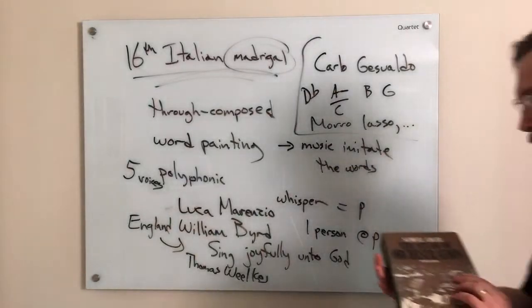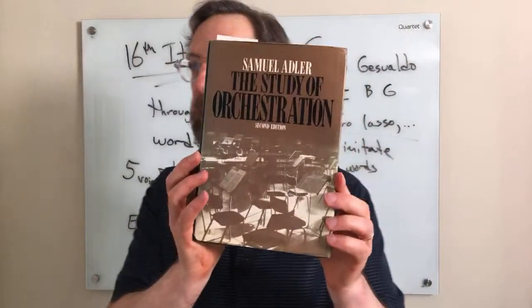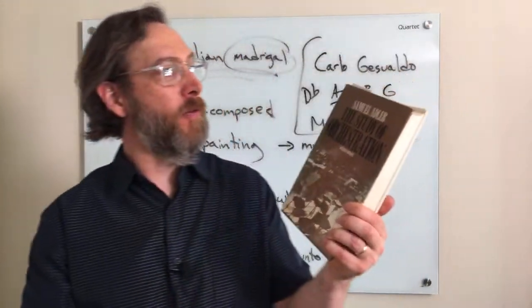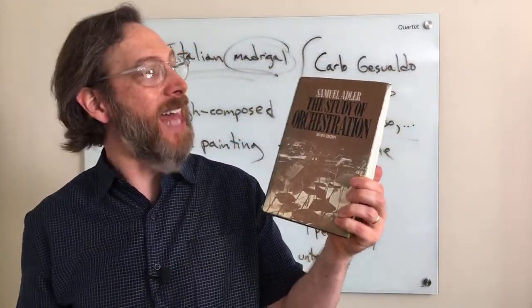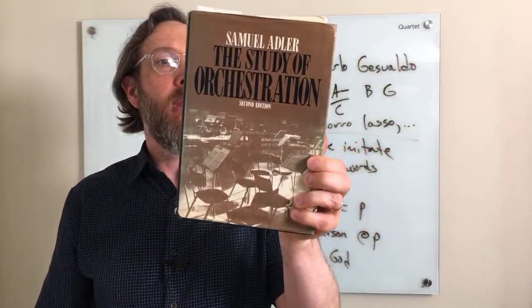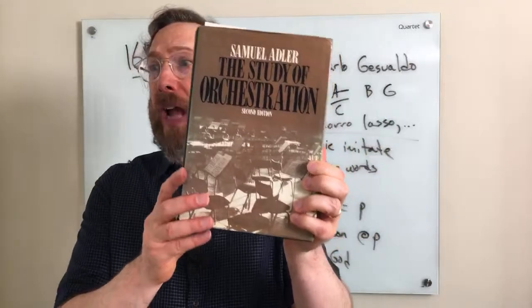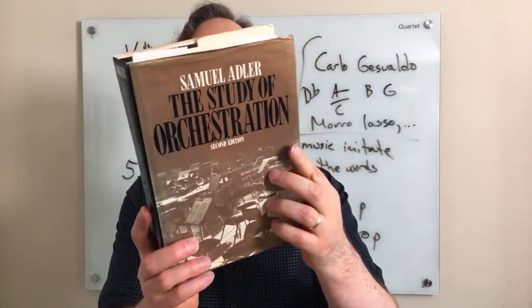So when I was 18, 19, I used this book for orchestration. It was by Samuel Adler, A Study of Orchestration. And I thought this was a good book. I haven't really read it through, but I've used it as reference since then.